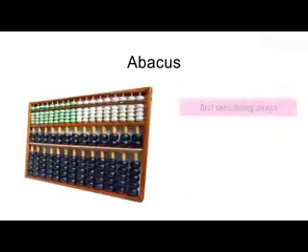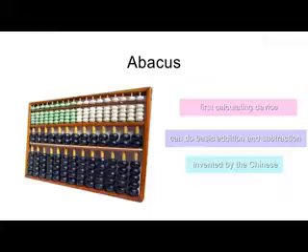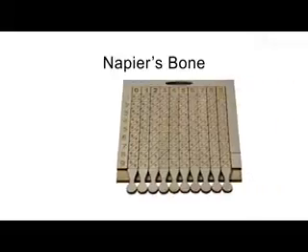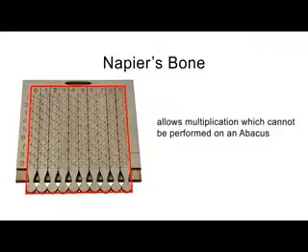The following are the various stages. Abacus. This is known as the first calculating device and can do basic arithmetic like addition and subtraction. It was invented by the Chinese. Napier's bone. This tool allows multiplication which cannot be performed on an abacus. The interesting thing is that it consists of a set of 11 rods made with bones with 4 sides each.